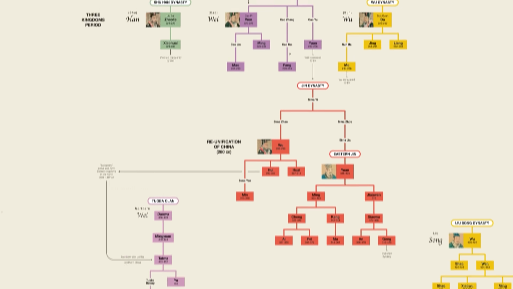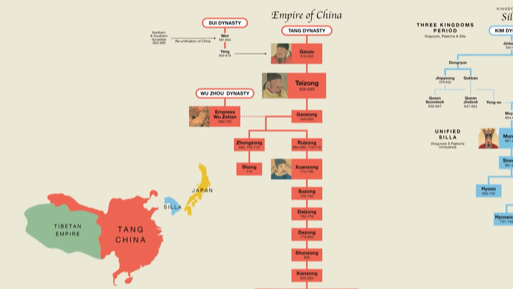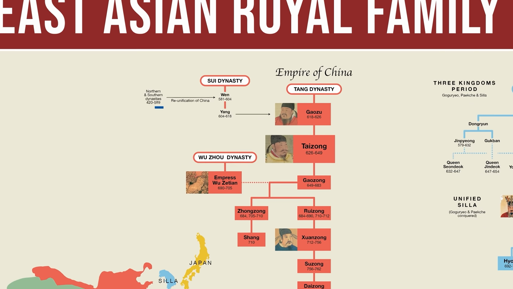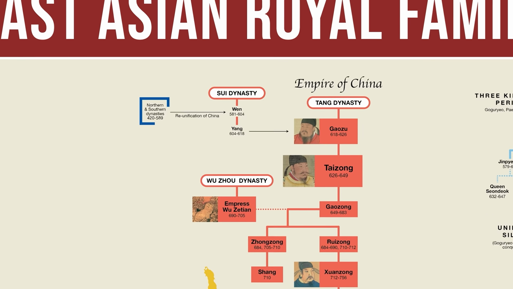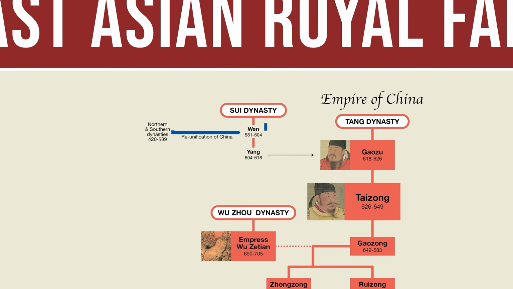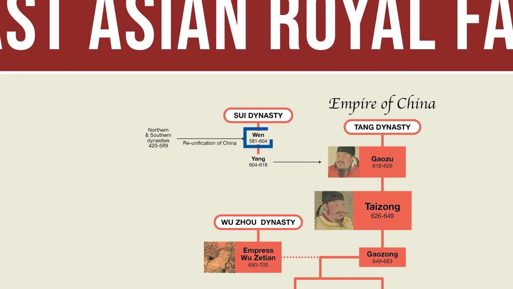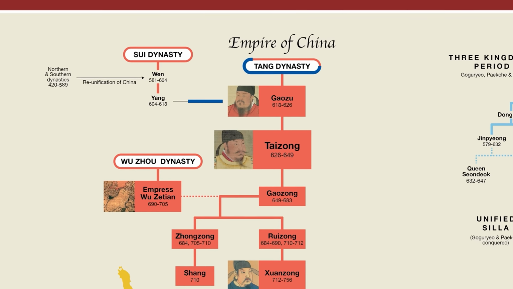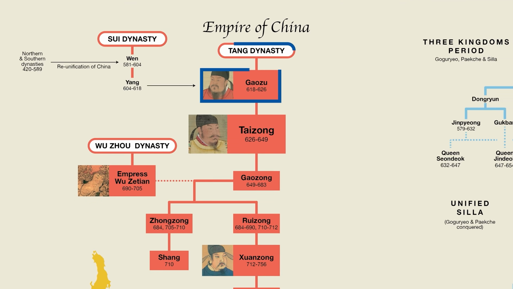Which brings us to the top of the East Asian royal family trees poster, which I'll be using for the rest of the video. After the Northern and Southern dynasties, China was once again reunited by Emperor Wen of the Sui dynasty. But as you can see, the Sui dynasty was short-lived, being quickly replaced by the Tang dynasty, led by Emperor Gaozu. Now, if you remember, the first emperor of the earlier Han dynasty was also named Gaozu.